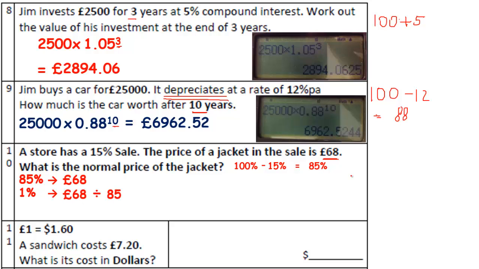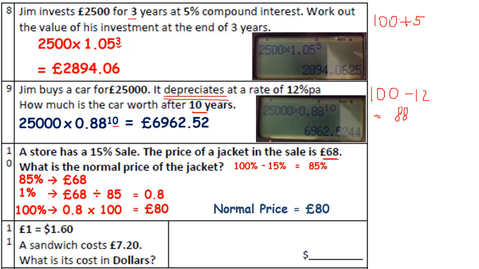68 divided by 85, and that's going to give me 0.8. And usually you get a nice number like 0.8, a single decimal for this. Be careful. Make sure you do your calculation properly. Now that I've worked out 1%, I can actually work out the normal price, the 100%, the original value. So just do 0.8, which is 1%, times 100. That gives me £80. So that means that the normal price was £80.